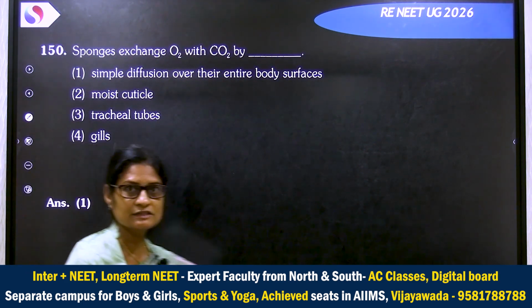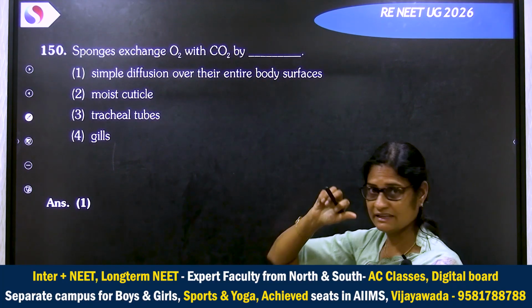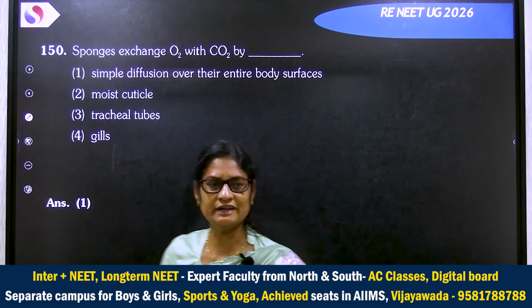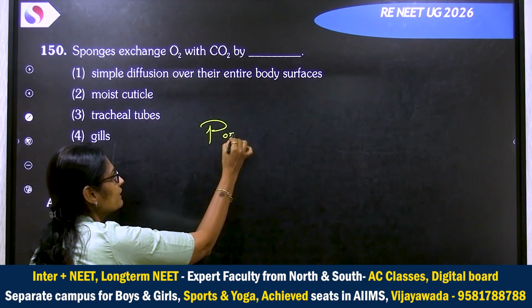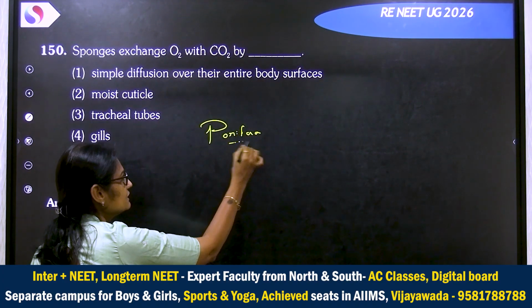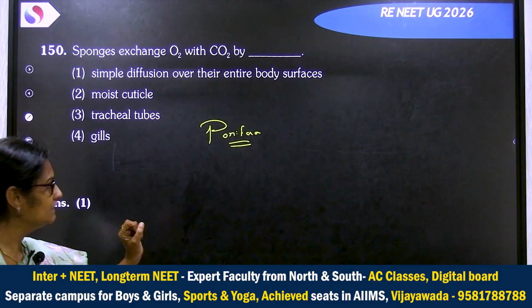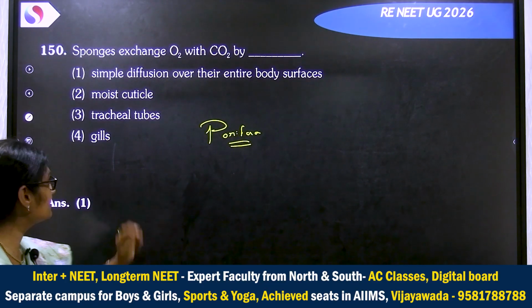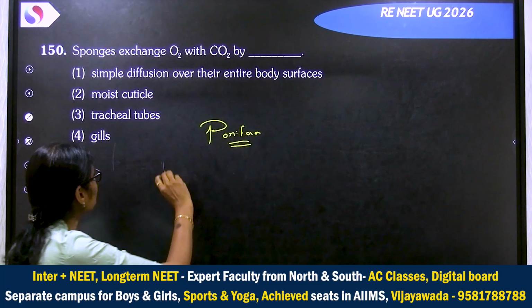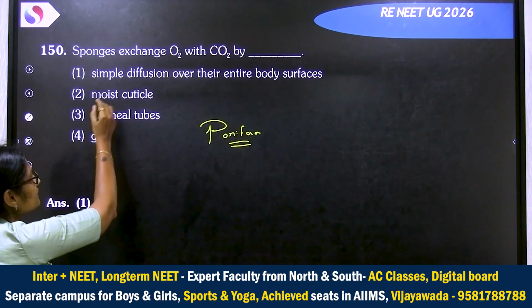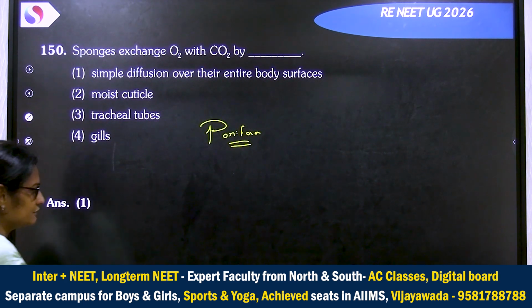We will go into the bit number 150. See the question: sponges exchange oxygen and carbon dioxide by the what? As we know, sponges come under the phylum Porifera. This is the primitive phylum where, even though it is multicellular, the cells remain as cells themselves. In these primitive organisms, how does the exchange of gases take place? They gave 4 options here. First one is simple diffusion over the entire body surface.